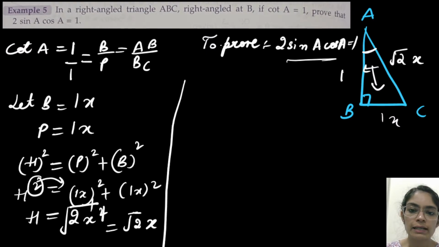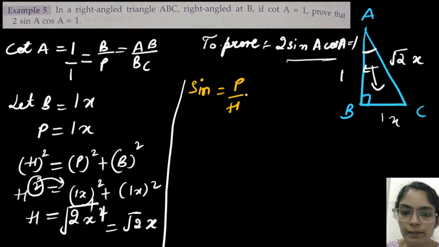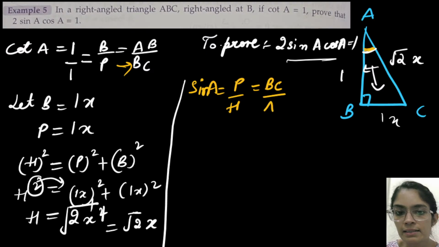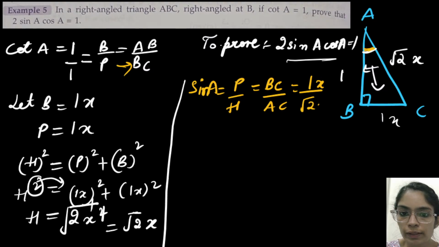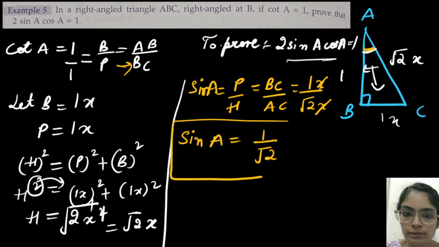Now let's find the value of sine A and cos A. Sine A's formula is perpendicular by hypotenuse. With respect to A, BC is the perpendicular, the opposite side. So this is BC by AC, which is the hypotenuse. The hypotenuse will always be AC. So BC's value is 1x and the value of AC is root 2x. So sine A is equal to 1 by root 2.